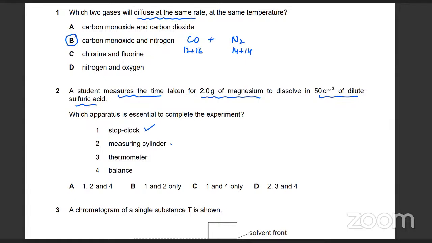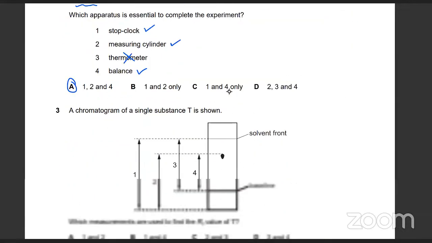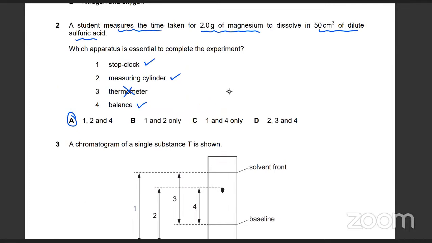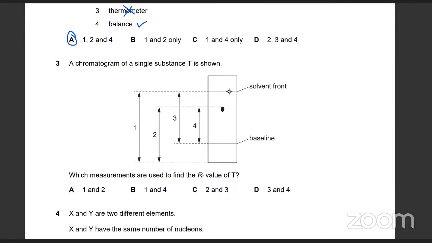Do you need a measuring cylinder? Yes, because you need to measure the volume of the sulfuric acid. Do you need the thermometer? No. You don't need to measure the temperature. Do you need a balance? You do, because you need to measure the mass. So it's going to be 1, 2, and 4, right? It's A. So which paper is this? This one is summer 22 question paper 2.